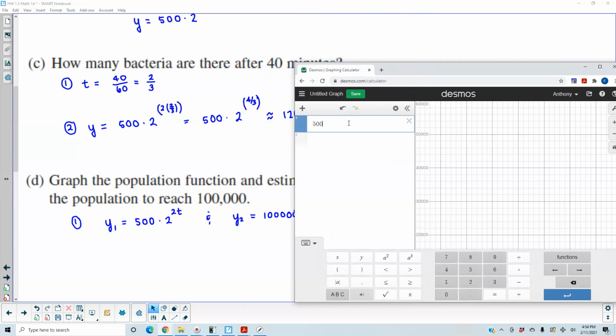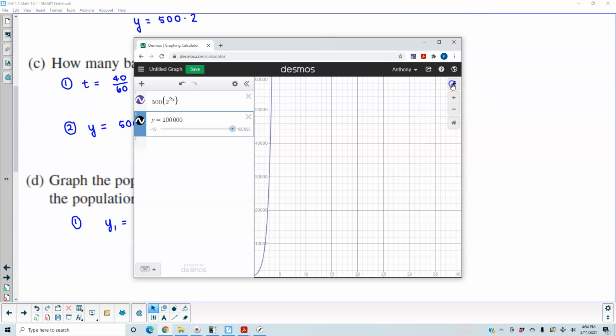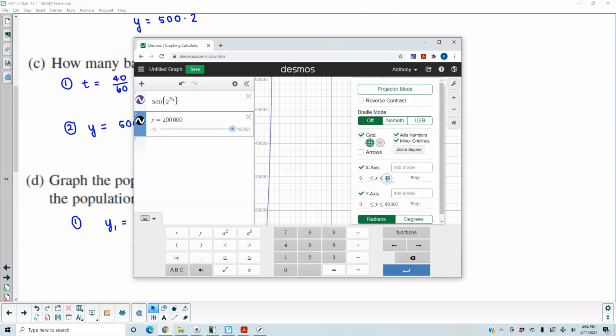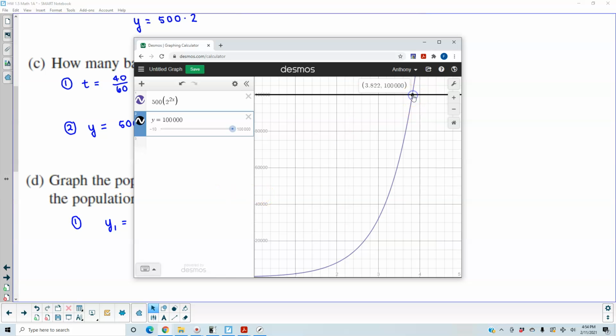So we have 500 times 2 to the power of 2, we'll call that x. And then we have y, which is equal to 100,000. Okay, so since we're going to 100,000, let's go from 0, let's say to 5, and then we'll go from 0 to 110,000. Okay, so there is our point of intersection.